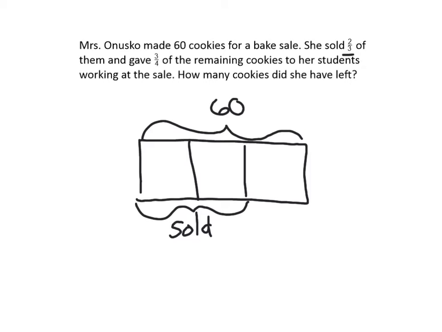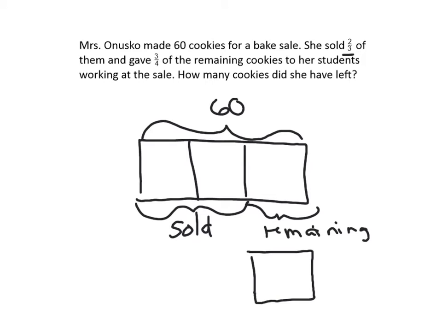And then she gave 3/4 of the remaining. Well, this is what's remaining. And it says she gave 3/4 of that remaining. So I'm going to draw a new box that just shows that remaining. And what should I split that box into if I want to show 3/4 that she gave to her students? Well, if you thought fourths, you are correct. This is split into fourths, and she gave 3/4 to her students.